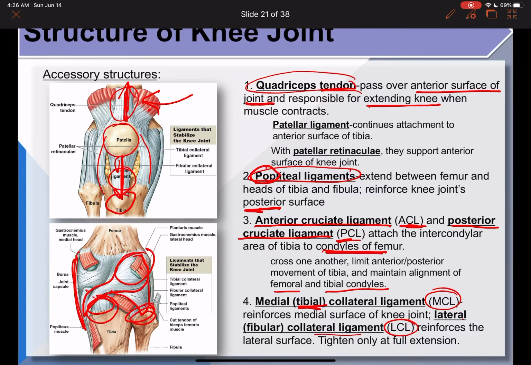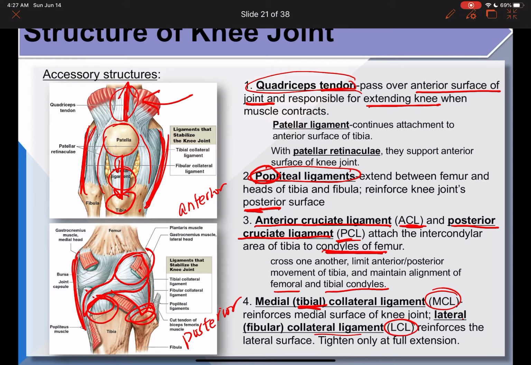Okay, so if you look at this picture here, this is the anterior part of the knee. This is the posterior part of the knee. So this one that attaches to the tibia is the tibial collateral ligament, or the MCL. This one that attaches to the fibula is the LCL. That's why LCL is also known as the fibular collateral ligament. Both of them are reinforcing that lateral surface to prevent movement of your tibia bone side to side and make sure your knee is stabilized.